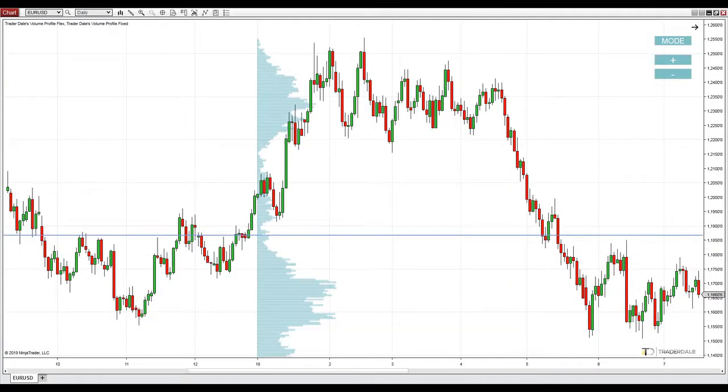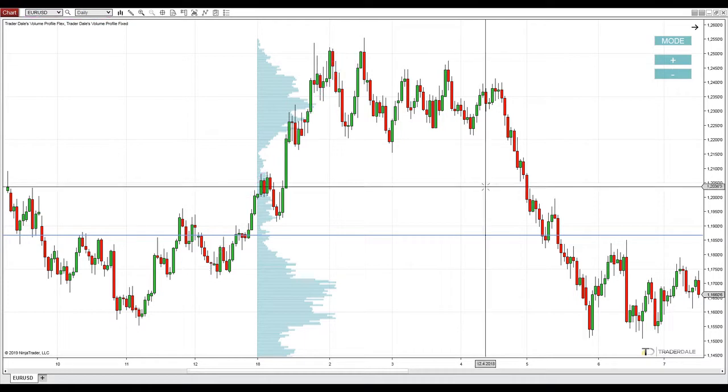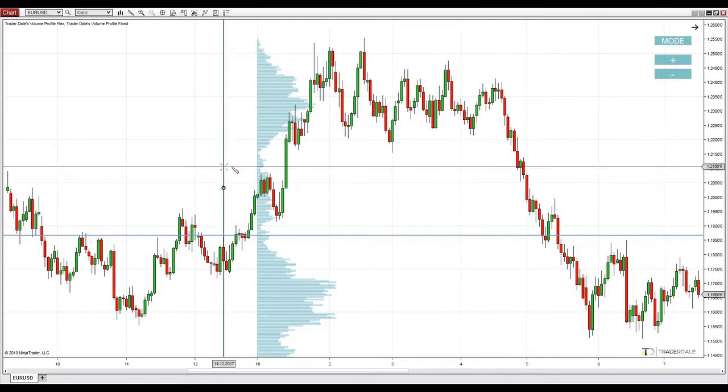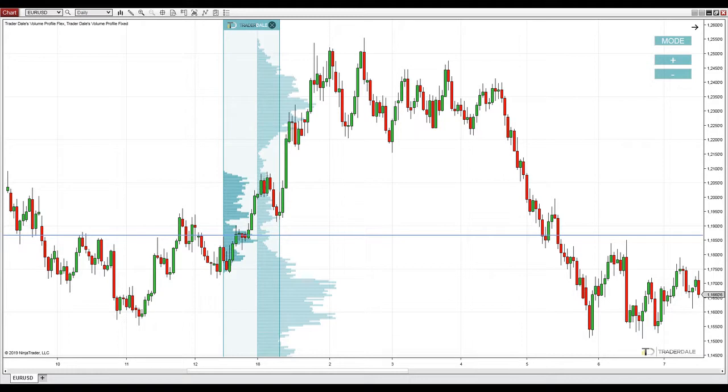Now the next swing trade was on the euro dollar. There was a buying activity, strong uptrend, so I was looking for significant volume clusters. And there was one in here, right there, this one.